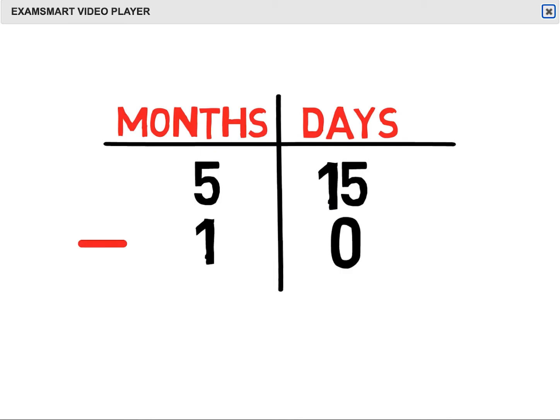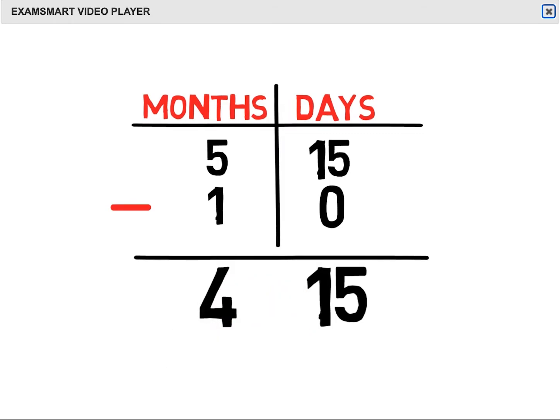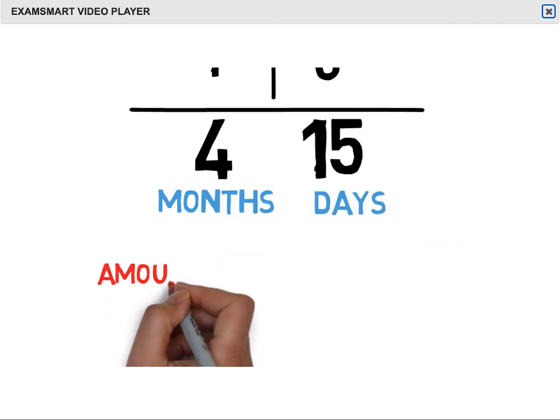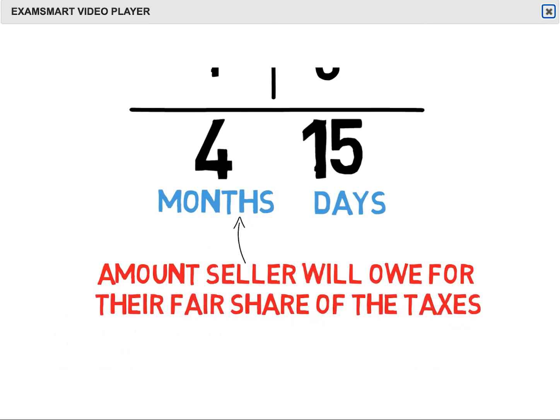So we subtract. On the days, 15 minus 0 is 15 days. On the months, 5 months minus 1 month is 4 months. So the amount that the seller will owe for their fair share of the taxes, because recall the taxes have not been paid yet, will be 4 months and 15 days.